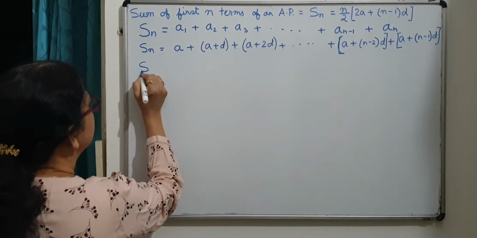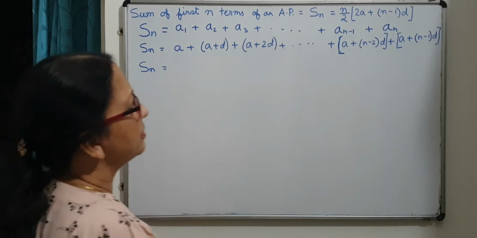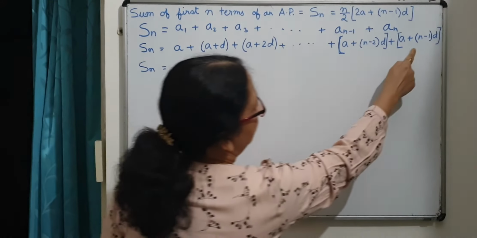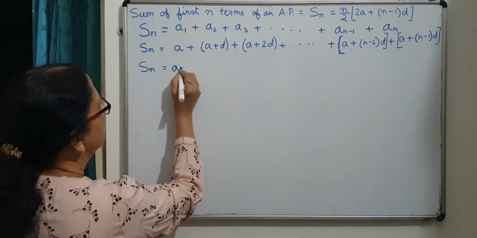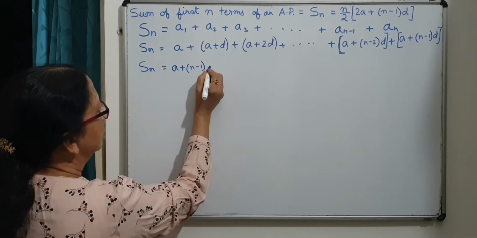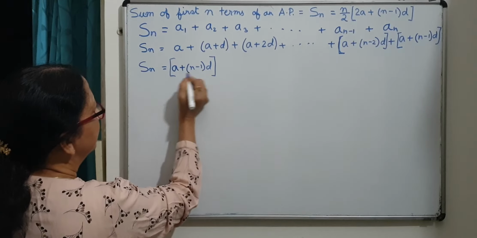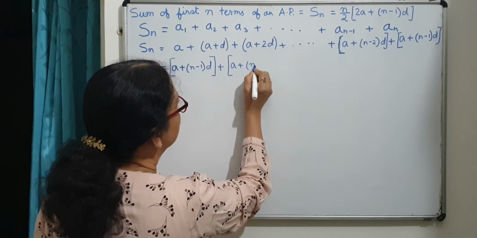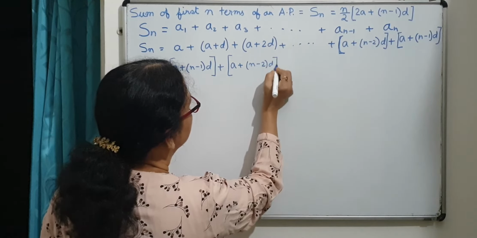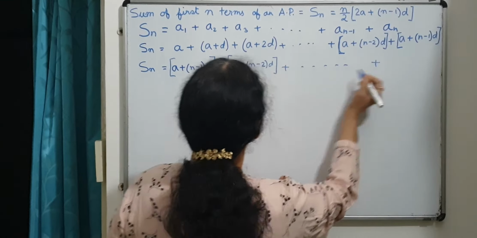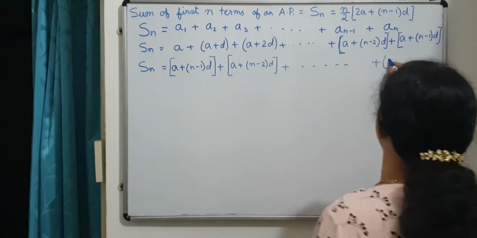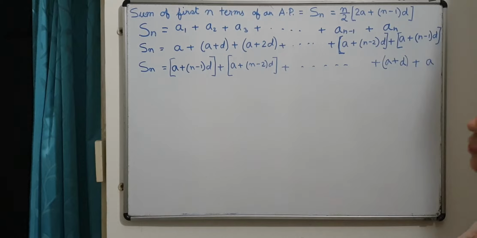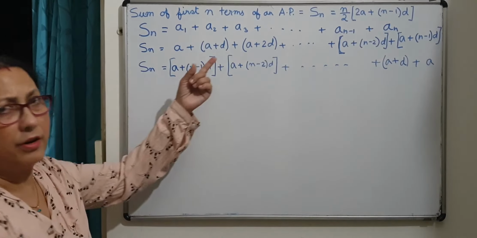Then also the same sum can be written if I write in the reverse order, that is first I write an, then this, then in this way. The reverse order, let me write the sum. So this term will come first, this is an, then next this term, in this way, and then lastly I will be writing these two terms, a plus d, then a. So basically they are the same, only the order is reversed.